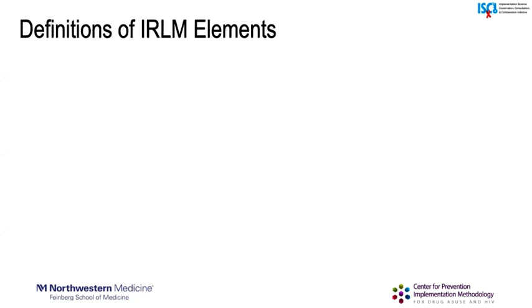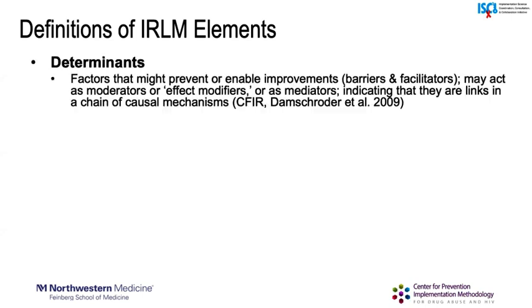So I'm going to go briefly over just definitions of the IRLM elements, but unfortunately I don't have time to go into depth today. When we talk about determinants, we're talking about factors that might prevent or enable improvements. These are often called barriers or facilitators. These determinants can act as moderators of implementation outcomes, or what we call effect modifiers, which are essentially moderators. They can also act as mediators, indicating that there are links in a causal chain or chains of causal mechanisms. This definition was pulled from the Consolidated Framework for Implementation Research, and that's what we'll use today for our determinants element.